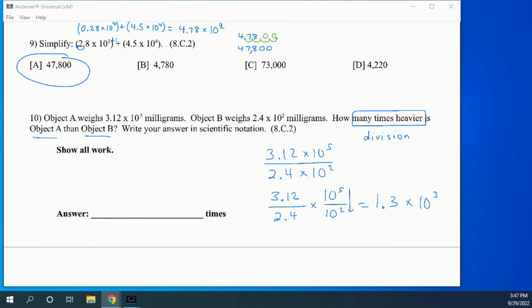So it does say scientific notation. Okay, just checking to make sure. It would be 1.3 times 10 to the 3rd power. All right, that is number 10.